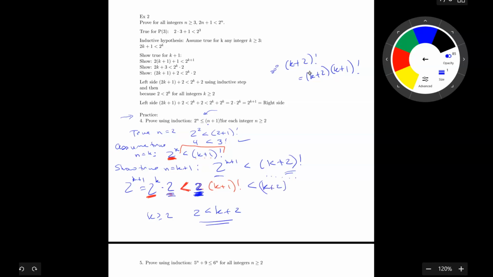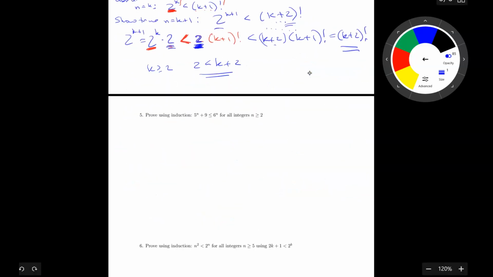So you just want to say that down here to communicate to the person reading your proof. See, that's what I did. Oh, and look at that. That's equal to k plus 2 factorial. I got there. So don't write down the right-hand side again. Just leave it.